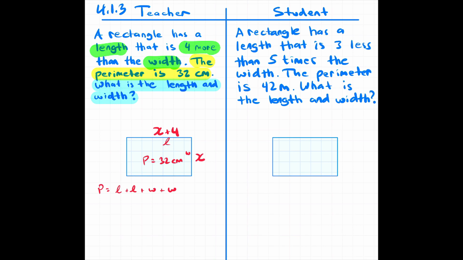So I can basically just plop those values into these variables that are in this equation that we created right here. So let's do that. P is a value of 32. L is x plus 4 plus L, which is x plus 4, plus W, which is just x, plus W, which is just x. So right now we just have to gather all these like terms. So 32 on the left equals 1, 2, 3, 4 x's. So I got 4 x's, and I've got a 4 plus a 4, which is plus 8.